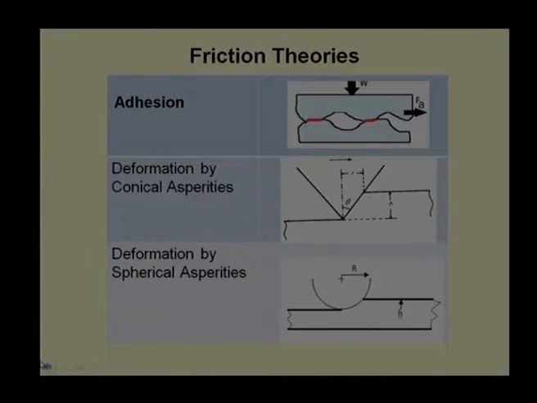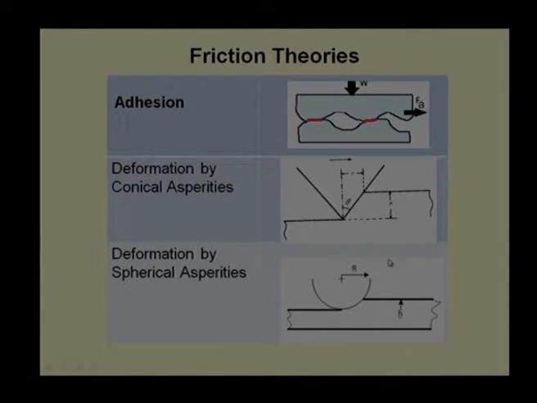then followed by the conical asperity theory, and followed by the spherical asperity theory. If I summarize those three theories, in adhesion, generally two surfaces get welded under pressure. That is why we call this mode of friction adhesion friction.